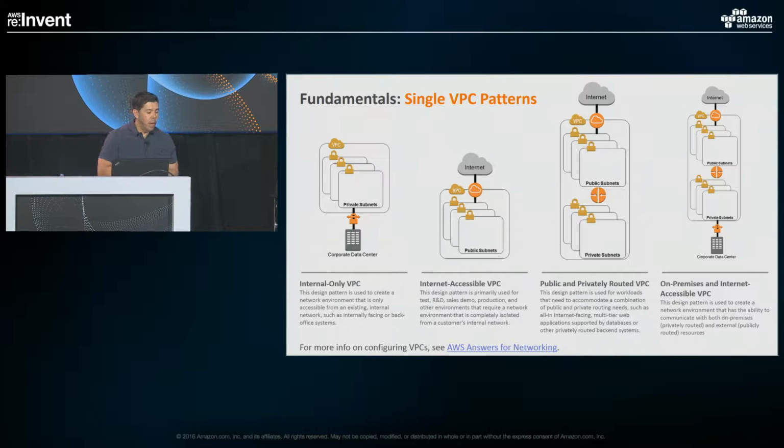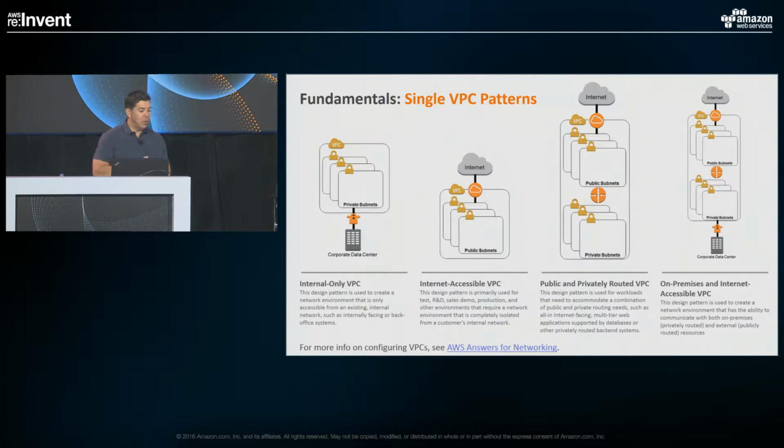So that's one example. Another is internet accessible VPC, where in this case it's isolated perhaps from your internal on-premises network, or maybe it's an all-in solution where you only have a VPC in the cloud with public subnets and an internet gateway that provides you access to the internet for those instances. So that may be used, for example, for test, R&D, or maybe as an environment to demonstrate a sales demo tool, for example. Other customers may use it for production. It may just be something that they provide access to externally for whatever business requirements they may have.